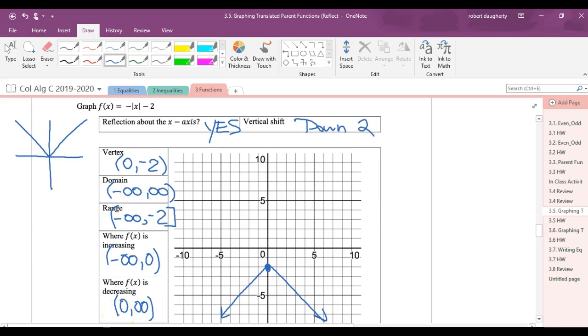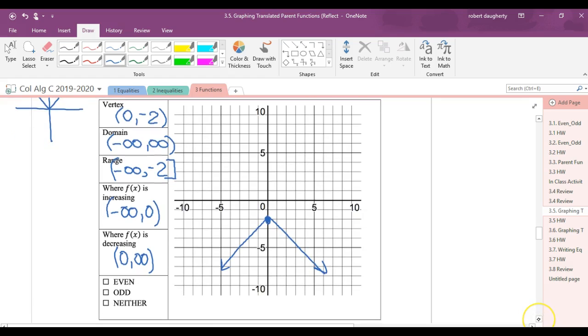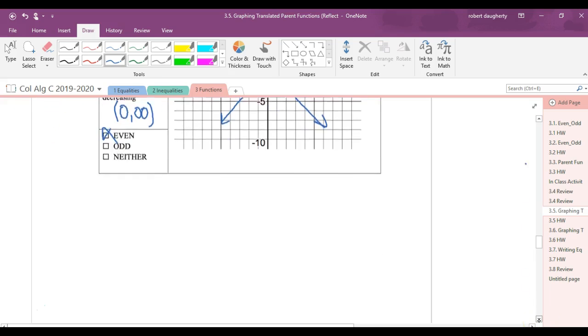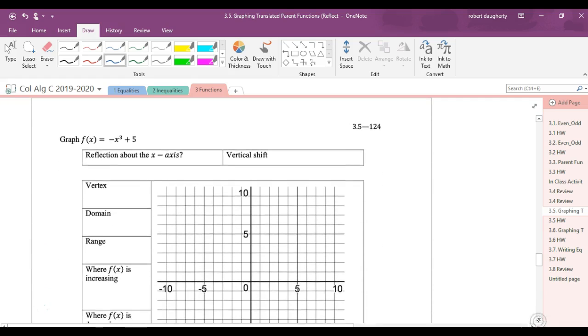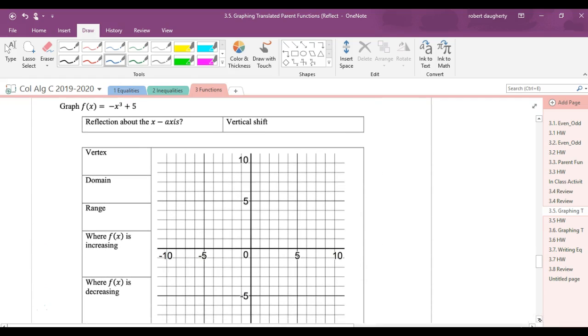Okay. So I can just ask those same questions we've been asking. Is this even, odd, or neither? It's even. Does it look like a mirror image if the y-axis was a mirror? Yes, it is symmetrical about the y-axis. Okay. So let's look at the next one now.